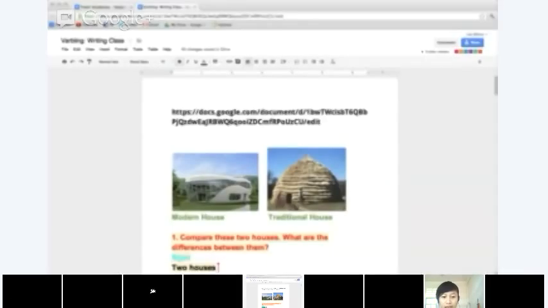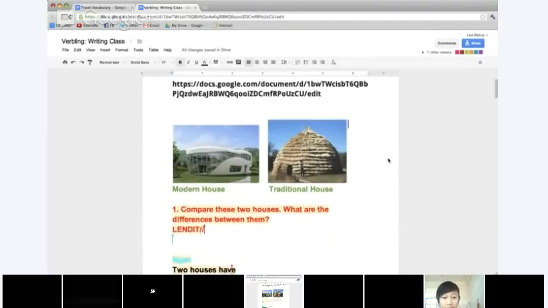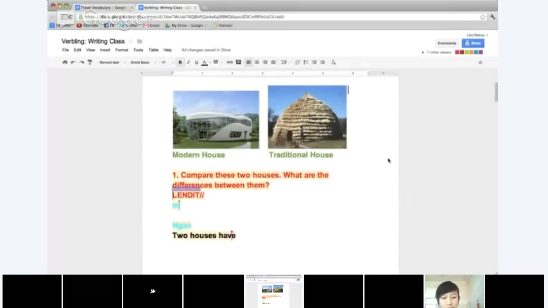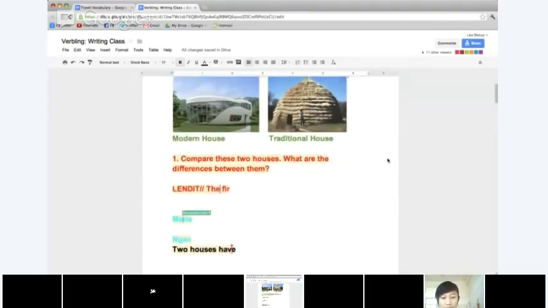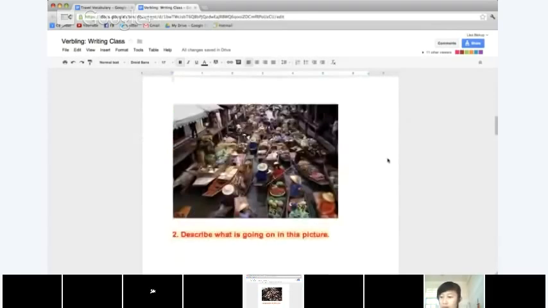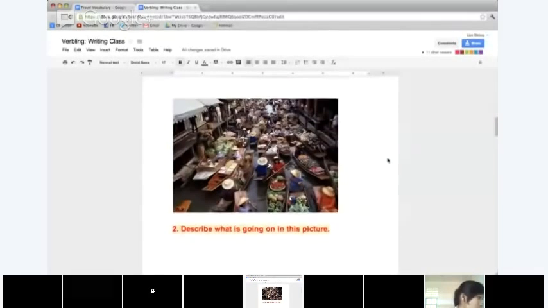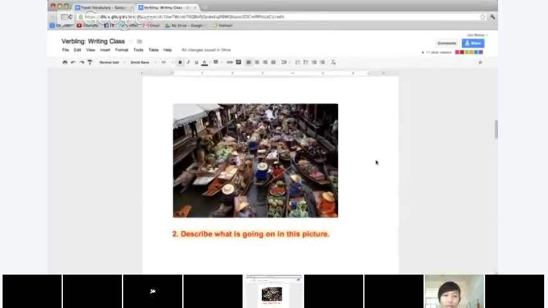Today I'll just go over briefly the questions. I did another one of those comparisons. In the first question, we have two pictures with two very different types of houses, a very modern house and a more traditional type of house. You could talk a little bit about the differences, describing each one and seeing how they're different. Number two is another picture. You can describe what you see in this picture, what is going on in the picture, for example.